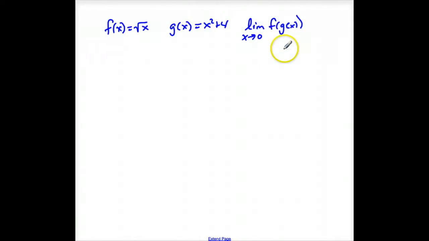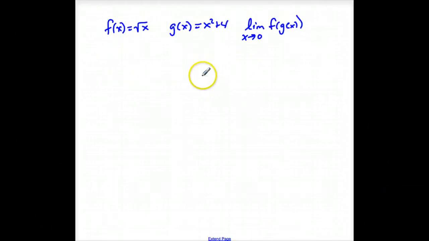So if you have f of x equals the square root of x, and you have g of x equals x squared plus 4, and you're supposed to find the limit as x approaches 0 of f of g of x using that theorem 1.5. Without using the theorem, we could take g of x and plug it into f and then plug 0 into that.